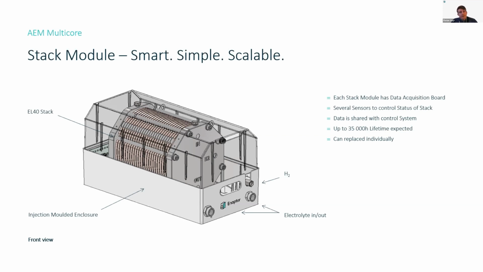Of course, we have several sensors inside to check the pressure of the hydrogen, to check the flow of our electrolyte, and to check the temperature of our electrolyte. All this information will go to a data acquisition board in the back of this module, and this data acquisition board is connected to our control logic. So the data acquisition board is the heart of our stack module, and basically this is the stack from our EL 2.1 and EL 4.0.